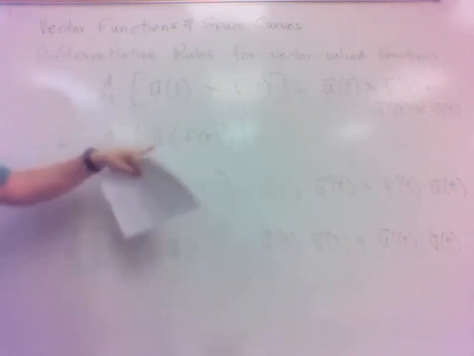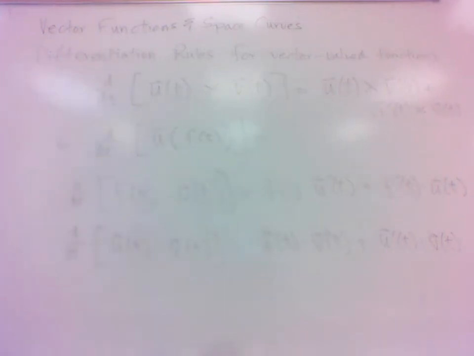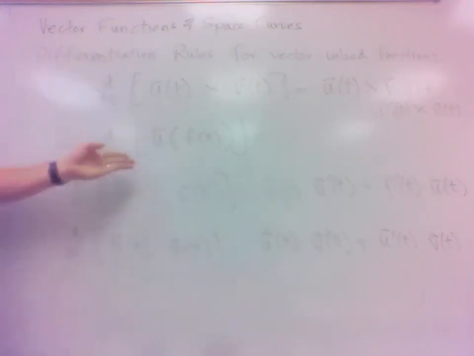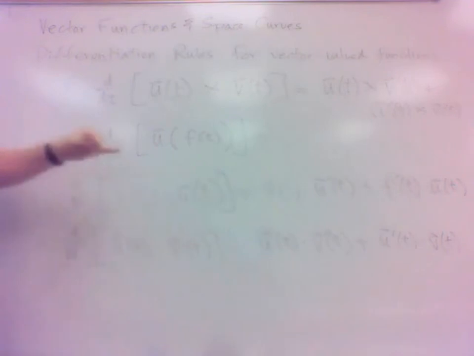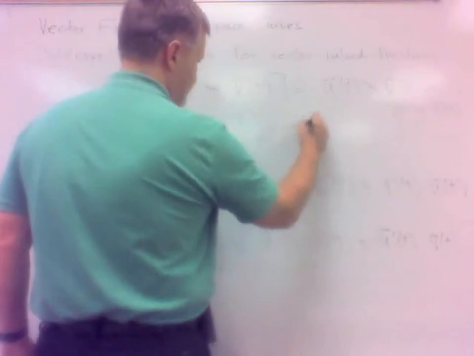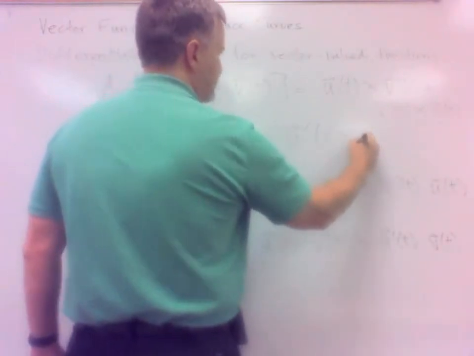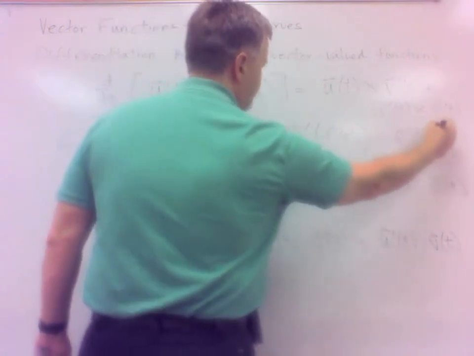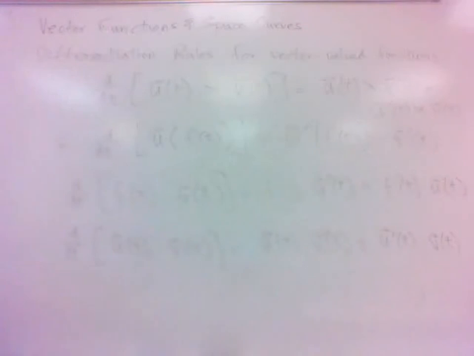This is probably the f of t, but this is different from the f of t in the actual function here, I mean the vector function. But anyway, you got a vector function, then inside of it another function. But yeah, it's a chain rule. The derivative of the vector of f of t times the derivative of f of t. Exactly. It is the chain rule.